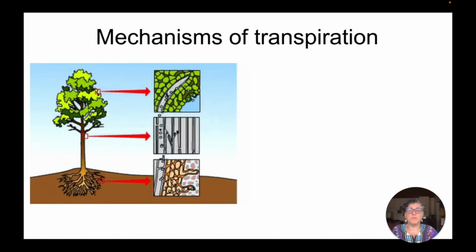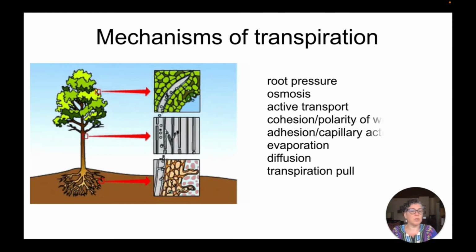So let's just review the mechanisms of transpiration throughout the entire structure of the plant. So we've talked about leaf, we've talked about stem, we've talked about root. So we have a whole list of them. So we've got root pressure, which we just talked about in the last slide. We have osmosis, we have active transport. Those are movement of molecules. Osmosis is what we call passive transport. It happens due to the water potential gradient.